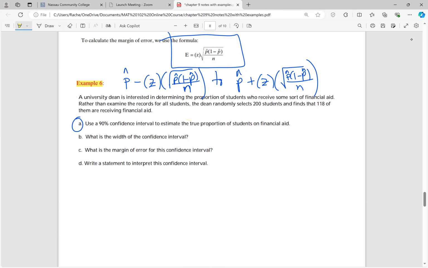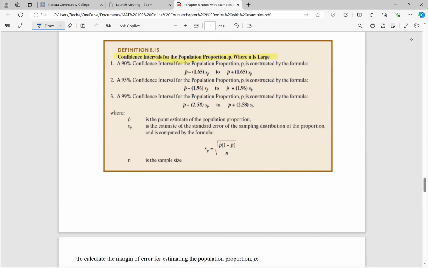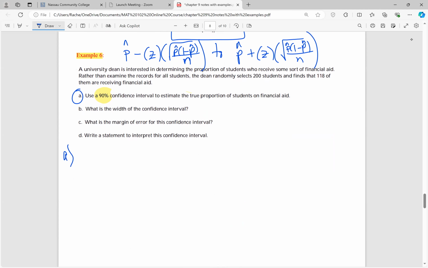And since we want to construct a 90% confidence interval, if we look at our formula for a 90% confidence interval, the z-score that we're going to use is 1.65. So I'll do A down here. We have to take p hat minus the z-score times the standard error. And then we're going to take p hat and add the z-score times the standard error.